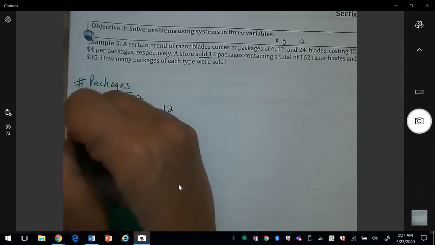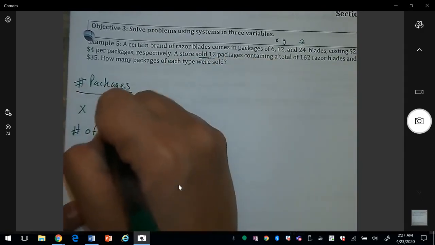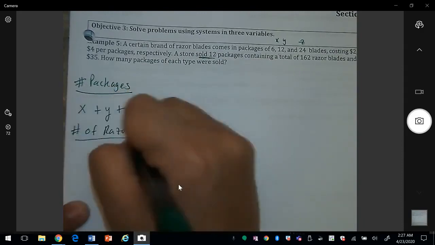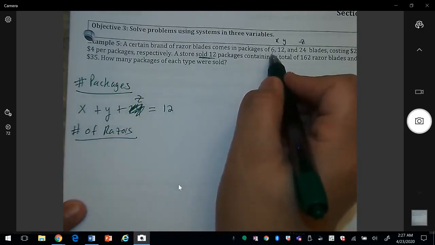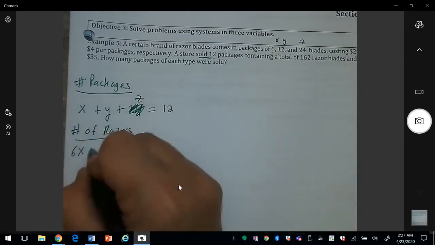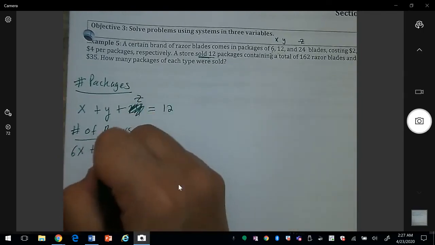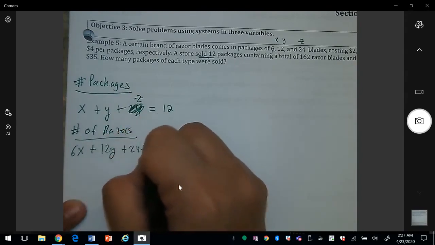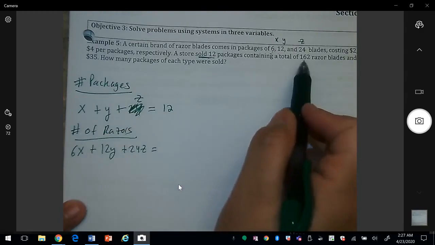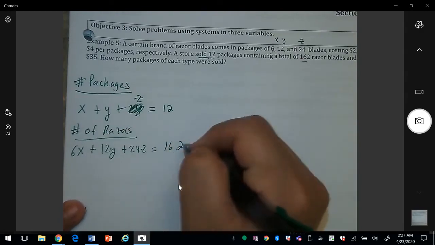And then we have the number of razors. In the first package, it comes in 6, so we're going to have 6x, plus the second packages come in 12 and the third come in 24. And altogether, the total number of razors was 162.